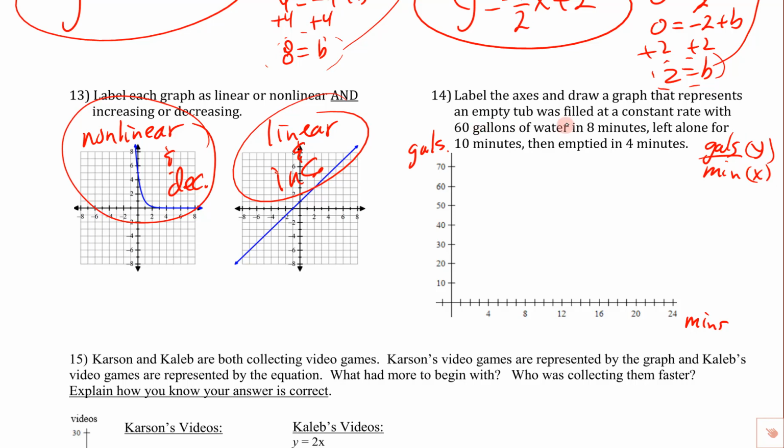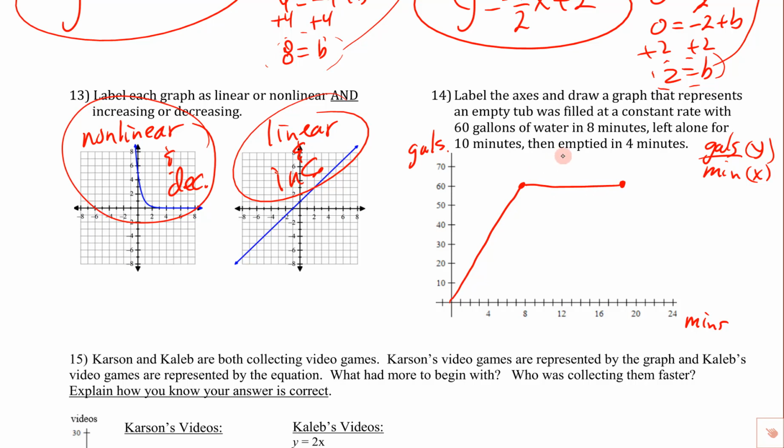Okay, so it was filled with 60 gallons in 8 minutes. So in 8 minutes, they filled it up with 60 gallons. And it says they did it at a constant rate. So what that means is they did it at a nice steady rate. It was left alone for 10 minutes. So if we got to 8 minutes, that would be at 18 minutes. So right here, if it's left alone, they're not filling it and they're not emptying it.